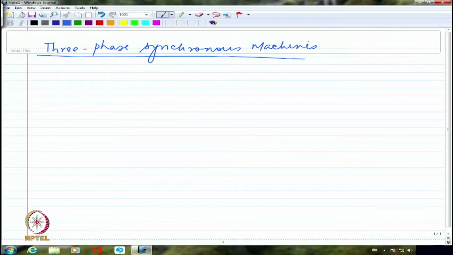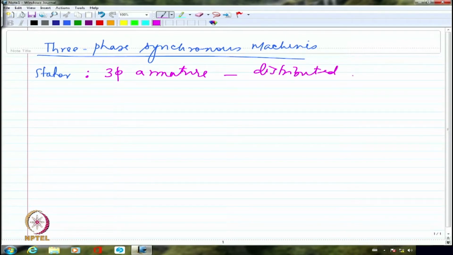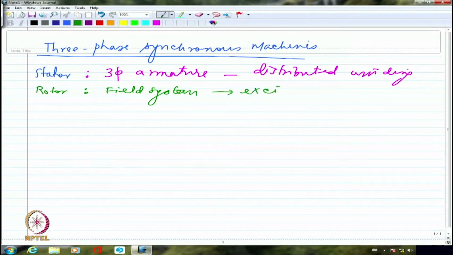Again, the three-phase synchronous machine will also have a stator which will house the three-phase armature, which will have distributed winding. And we said that the rotor will have the field system, which will be excited by DC current.